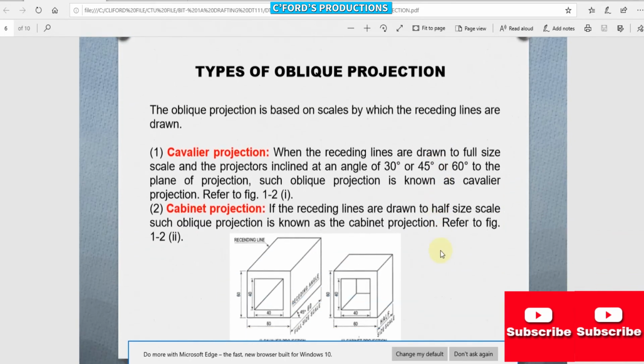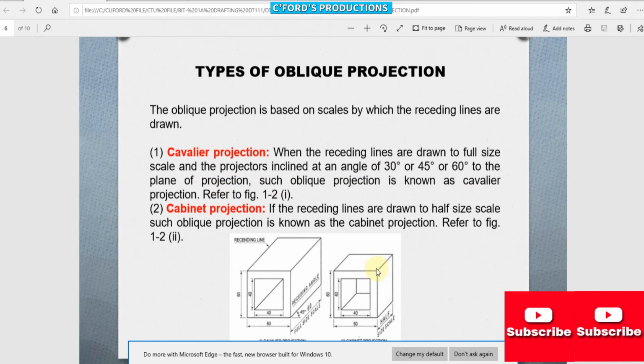So there are two types of oblique projection. So the oblique projection is based on scales by which receding lines are drawn. So first type is the Cavalier projection. So it means when the receding lines are drawn to full size scale and the projectors incline at an angle of 30, 45 or 60 degree to the plane of projection.